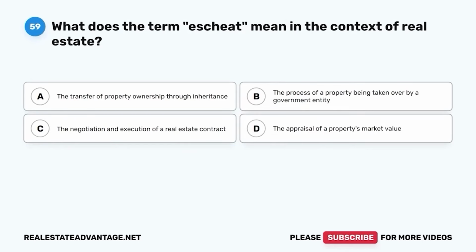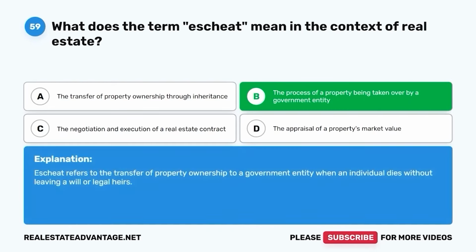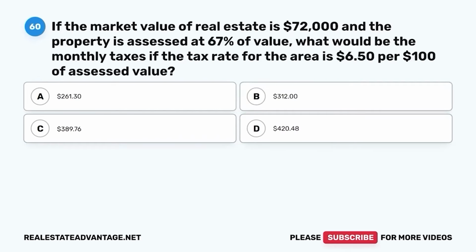Question 59. What does the term Escheat mean in the context of real estate? A. The transfer of property ownership through inheritance. B. The process of a property being taken over by a government entity. C. The negotiation and execution of a real estate contract. D. The appraisal of a property's market value. The correct answer is B. The process of a property being taken over by a government entity. Escheat refers to the transfer of property ownership to a government entity when an individual dies without leaving a will or legal heirs.